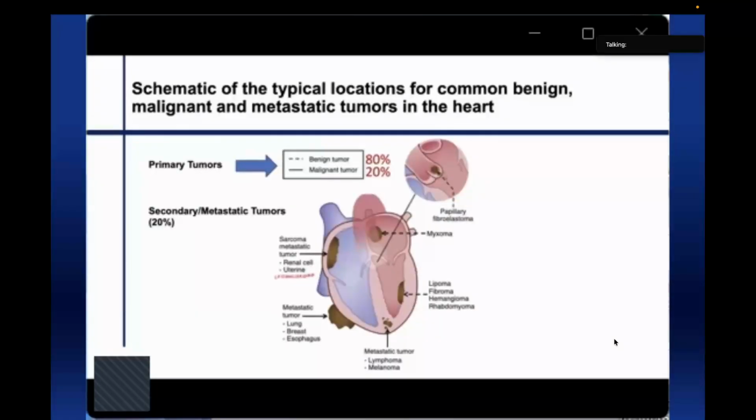Cardiac tumors may present with a variety of symptoms. Many patients are asymptomatic at the time of their diagnosis. Echo is usually the initial imaging modality used to evaluate cardiac tumors.